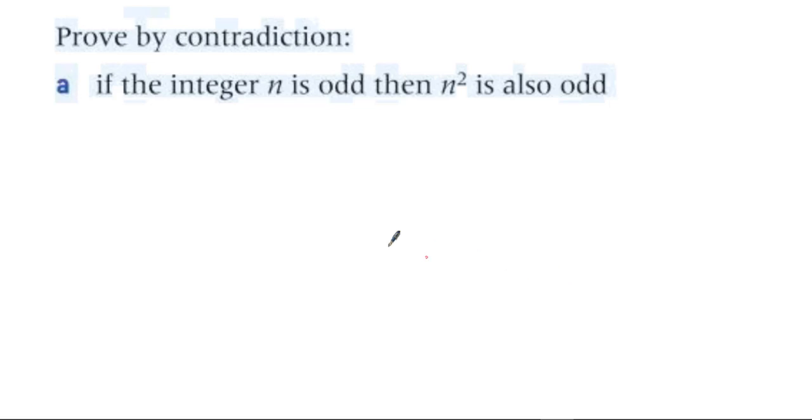Okay, prove by contradiction. If n is an integer, so it's a condition. If an integer is odd, then n squared is also odd. So what does contradiction say? First, we take the implication, n squared is also odd. So first what we do, we assume n squared is not odd, it's even. Okay, we are thinking that it's false. So it's even.